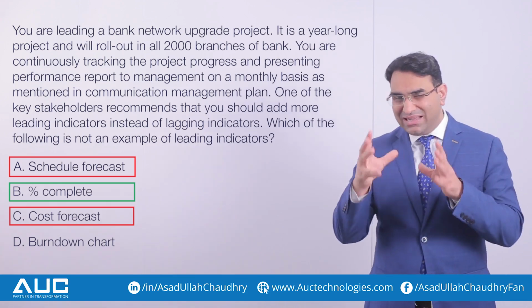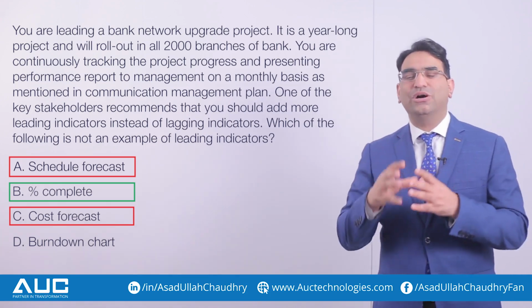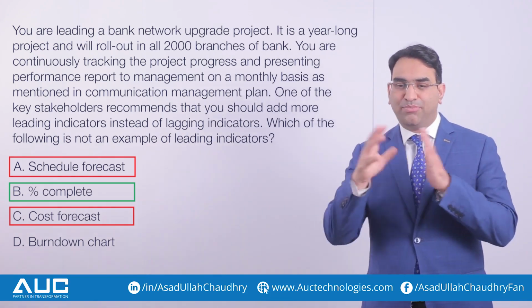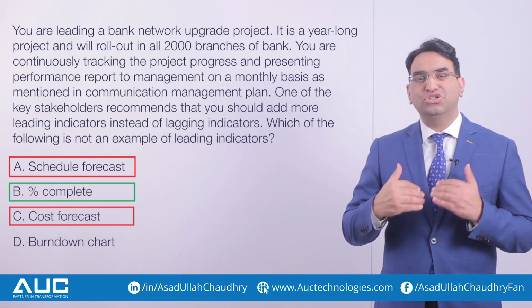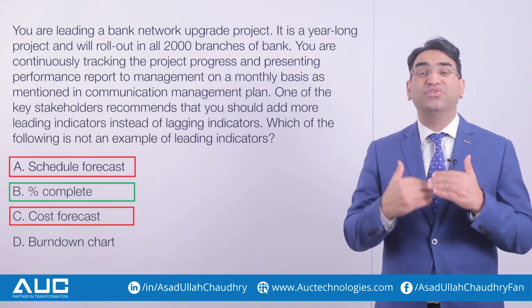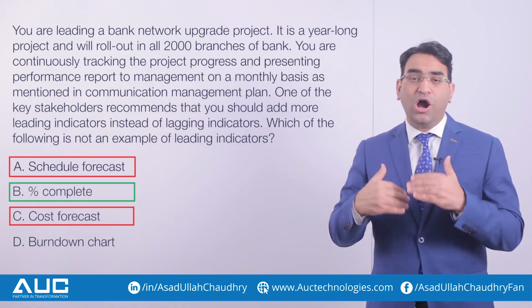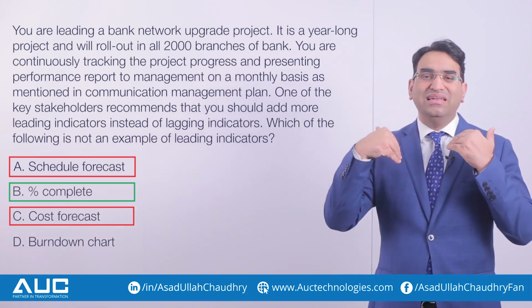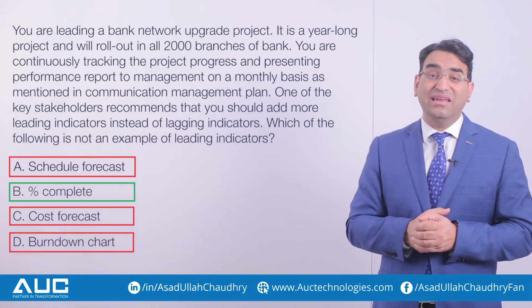Option number D, I think lots of you selected option number D. You see, burn down charts are used in agile projects, but the point is, burn down charts talk about how much work is left, how much scope, how much functionality, how many story points are left. So it's more of a leading indicator rather than a lagging indicator.